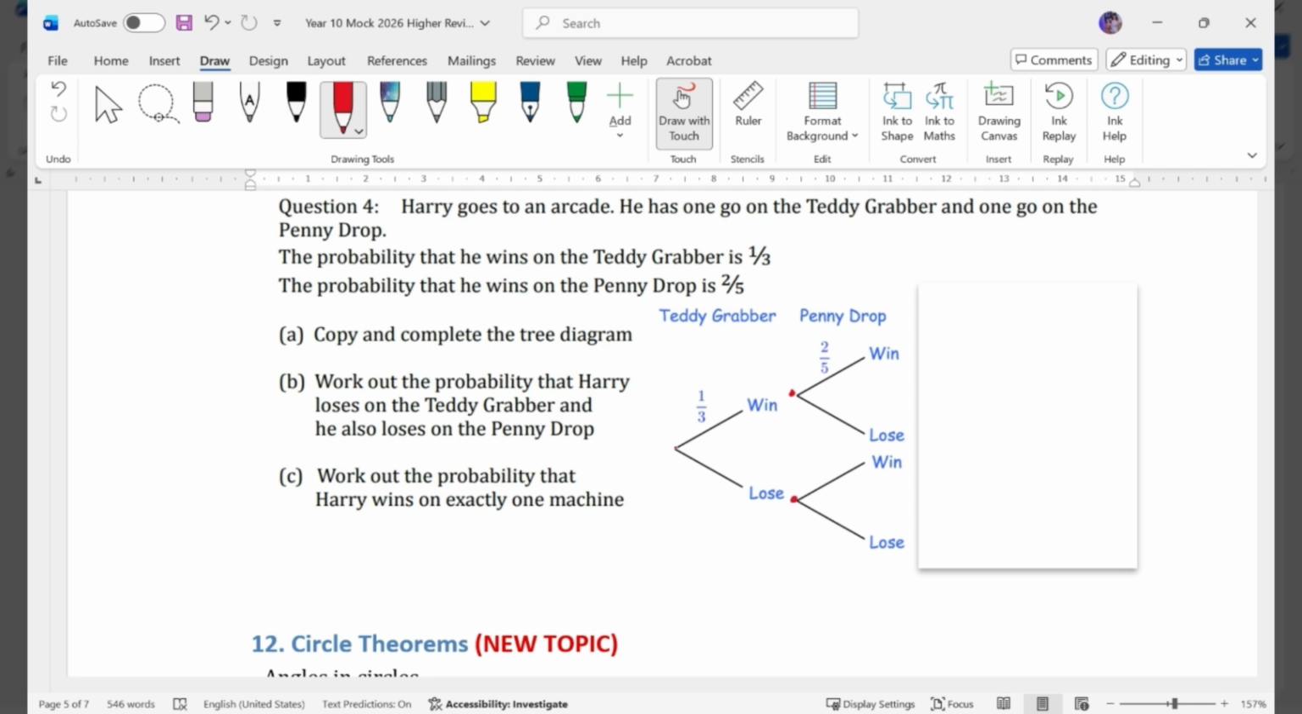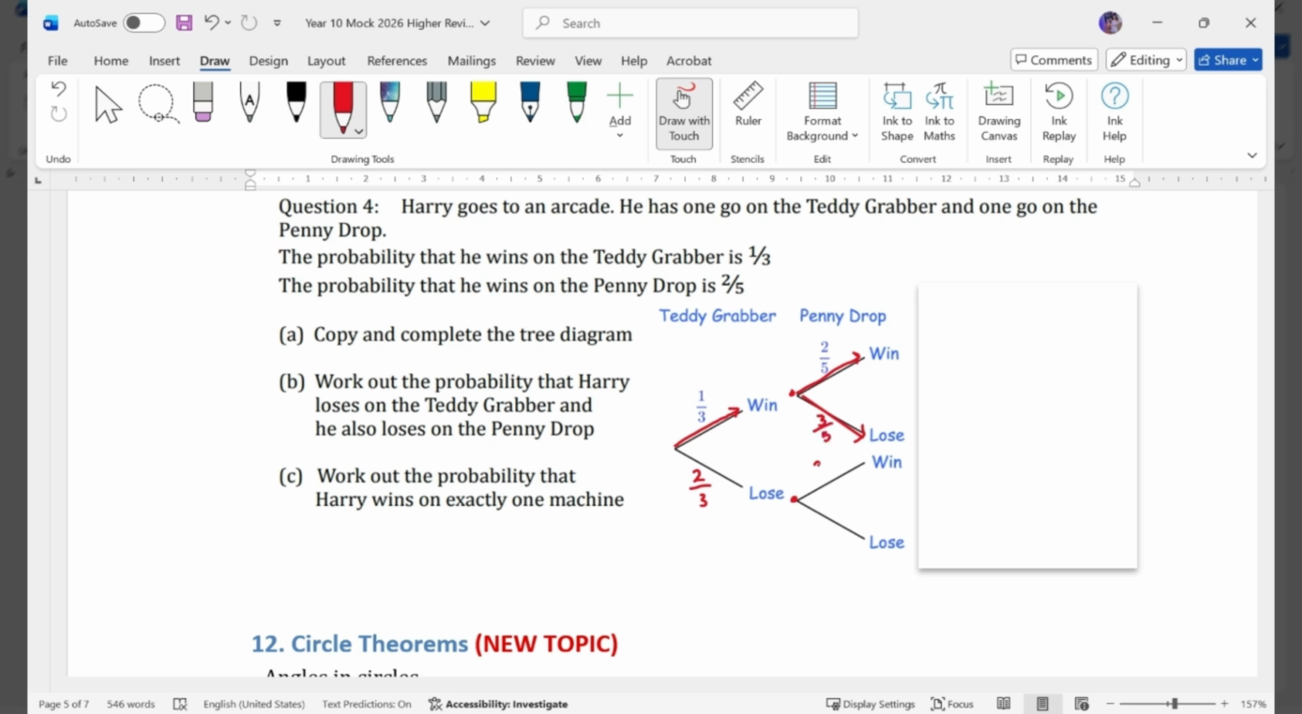The 4 things being a win followed by a win, a win followed by a lose, a lose followed by a win, or a lose followed by a lose. Now, the first job is to fill in any missing numbers. If I win the teddy grabber 1 out of 3 times, then I will lose it 2 out of 3 times. If I win the penny drop 2 out of 5, then I'm losing 3 out of 5 times.